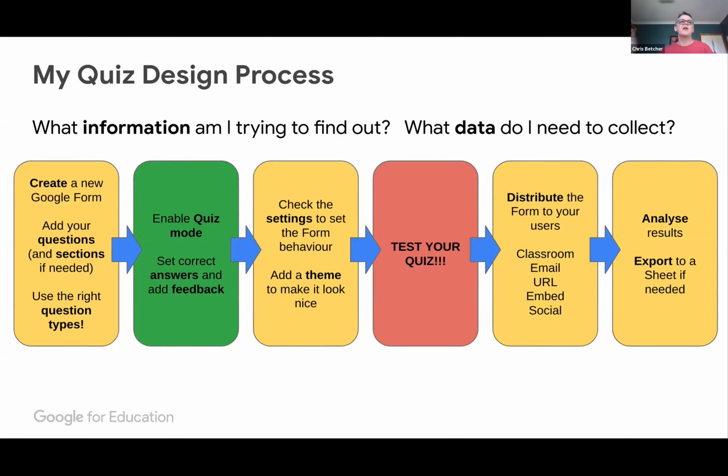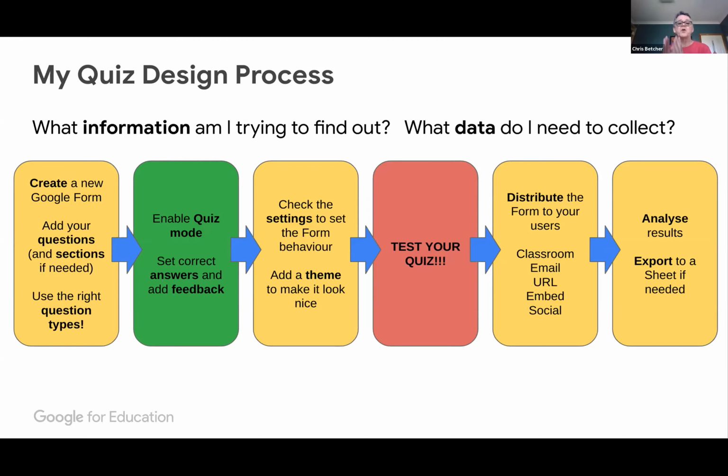Then my process, once I know what I want, is create a new Google Form, add the questions and sections, make sure I use the right question types. If it's a quiz, I have to enable quiz mode and then set my correct answers and the feedback. Then I would check the settings to make sure the form is going to behave the way I want, and then add a theme so it looks the way I want it to.